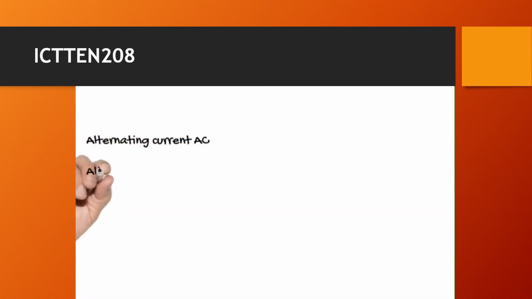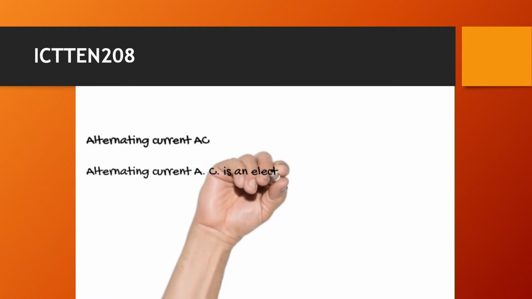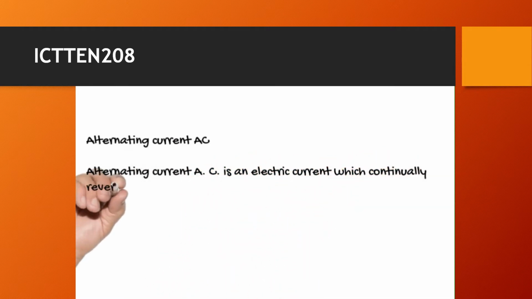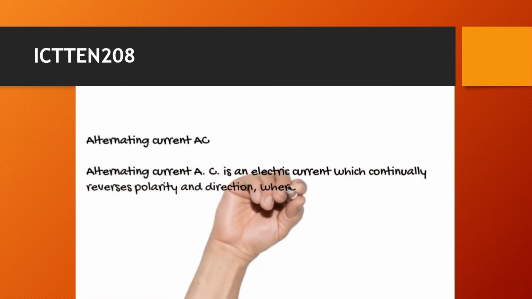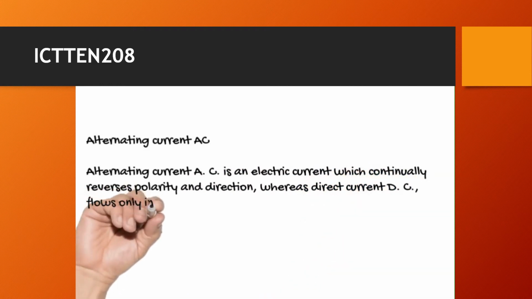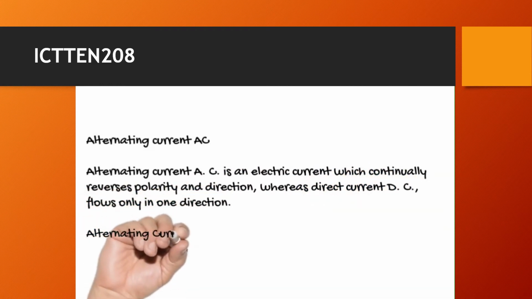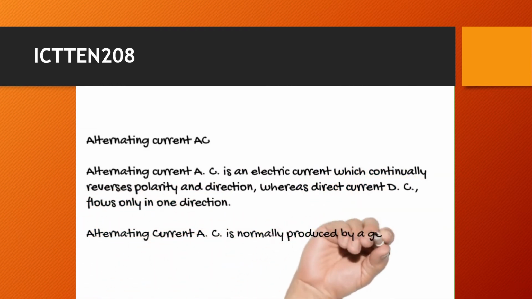Alternating current AC. Alternating current AC is an electric current which continually reverses polarity and direction, whereas direct current DC flows only in one direction. Alternating current AC is normally produced by a generator or an alternator.